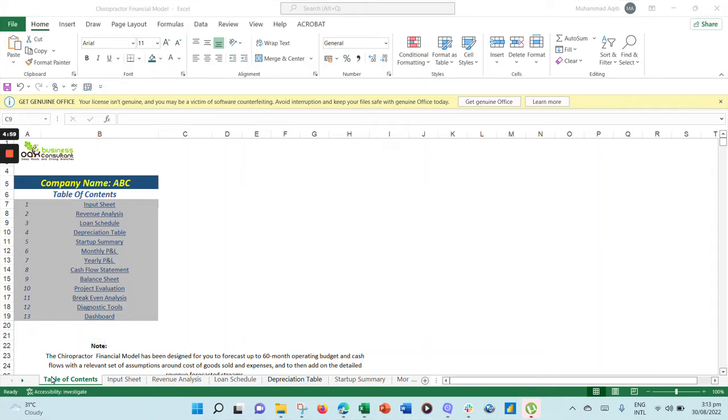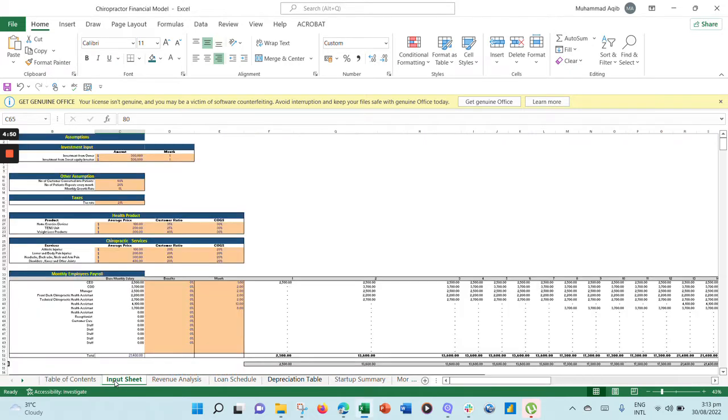Hi, today we'll be evaluating the chiropractor's financial model using the input sheet, revenue analysis, financial statements, and dashboard. The input sheet includes various assumptions made by the business, for instance, investment taken by the owners as well as investors.